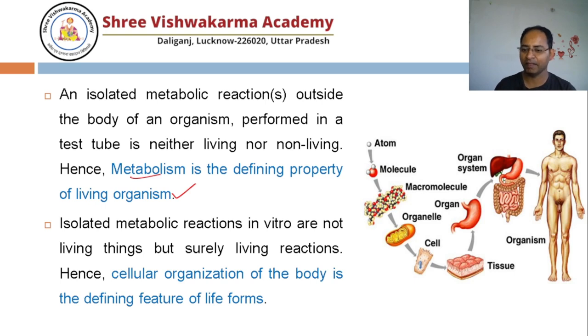All right. Next is cellular organization. What does it mean? I earlier told you that from atom, molecule forms, then macromolecule, then organelle, the cell, the tissue, the organ, the organ system, then finally the organism. So this is the complete hierarchy of the formation of our body. Throughout the living body, you will not find that tissue forms the cell.